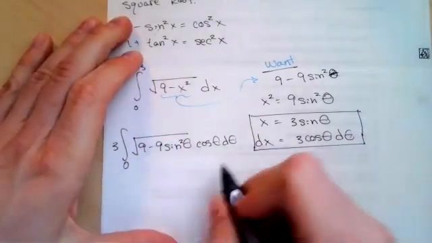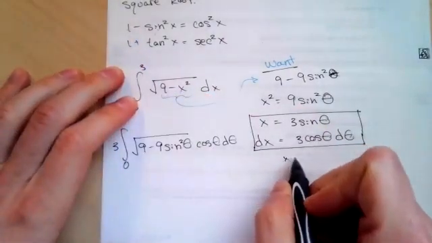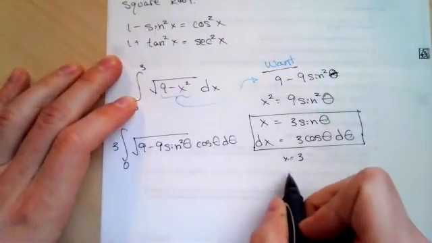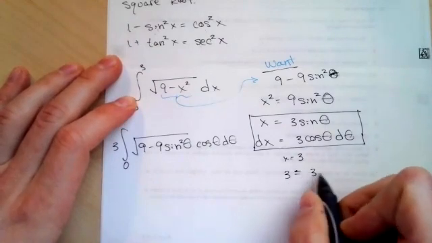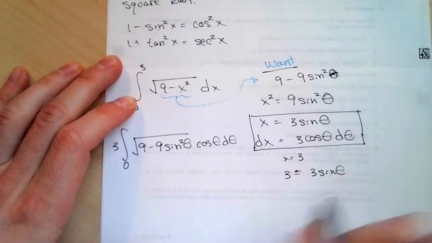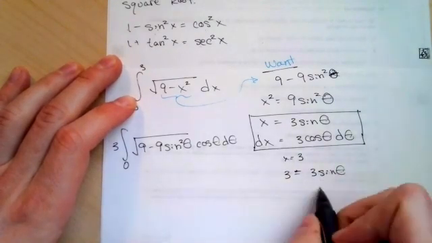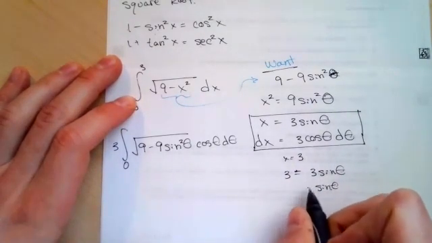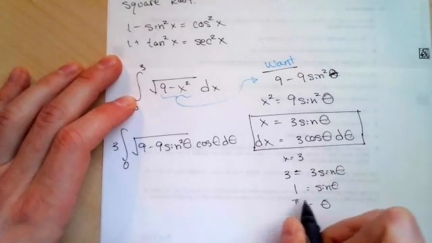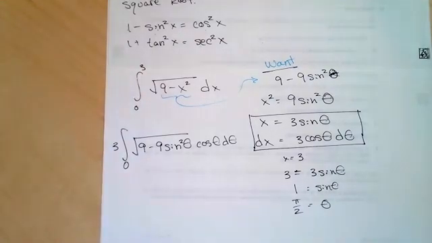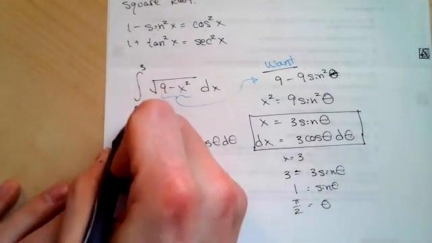Our other one we can check. So when x is 3, if we wanted to write it out, we will have 3 is equal to 3 sine theta. Sine theta equals 1. And so our theta is pi over 2. So that's our upper bound here.